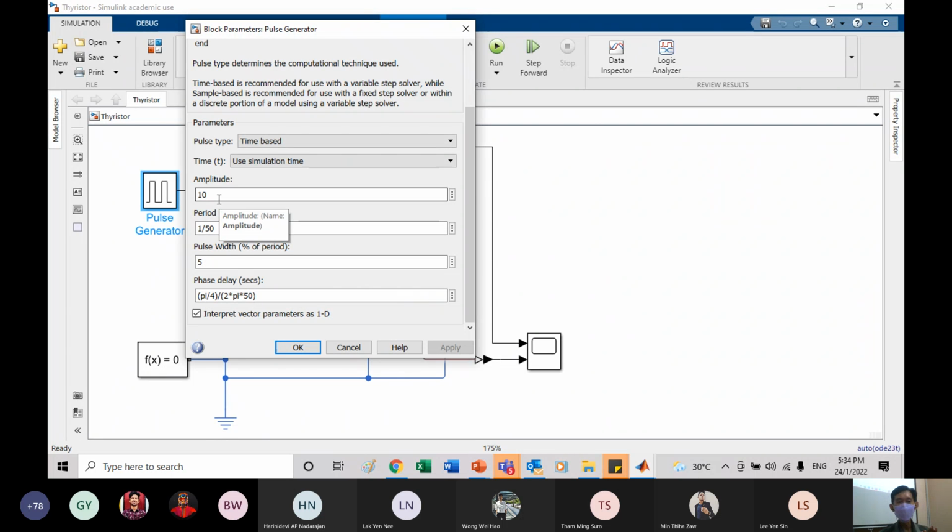Amplitude is 10 watt, because otherwise the voltage is too low and you also cannot turn it on. Okay, not enough current.